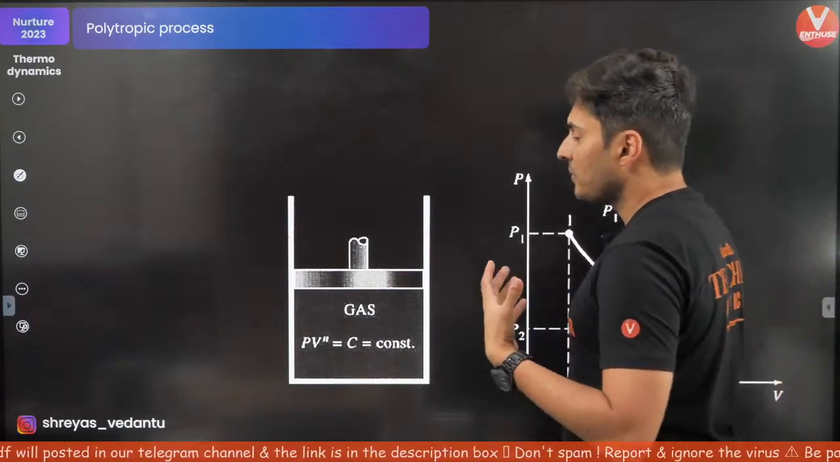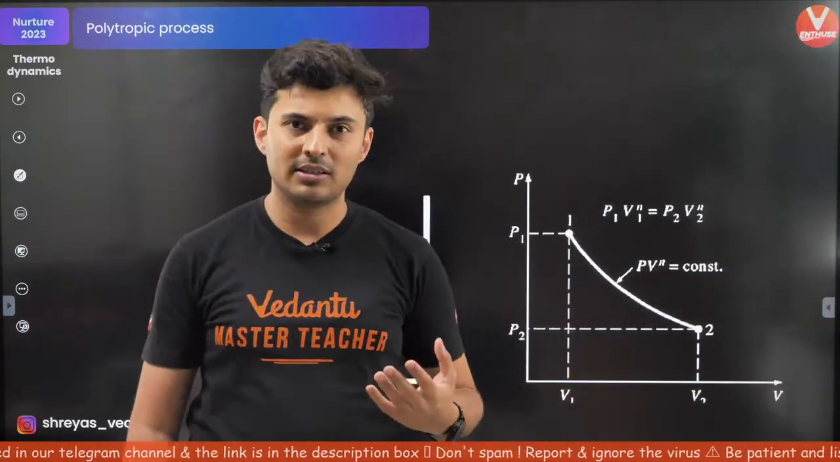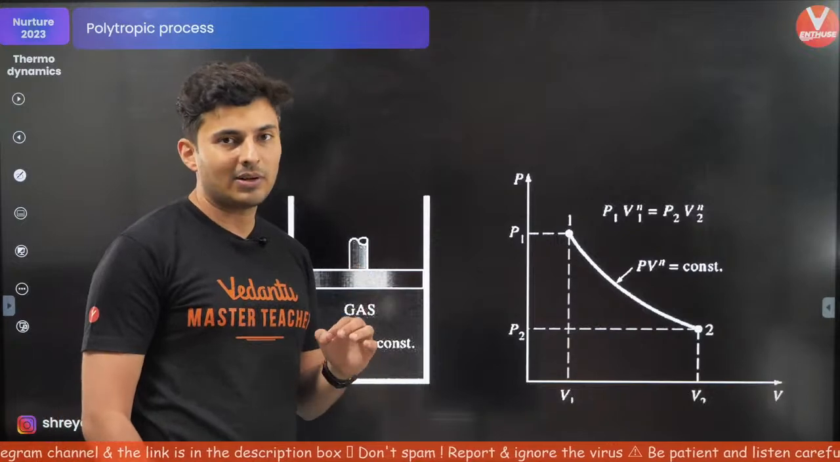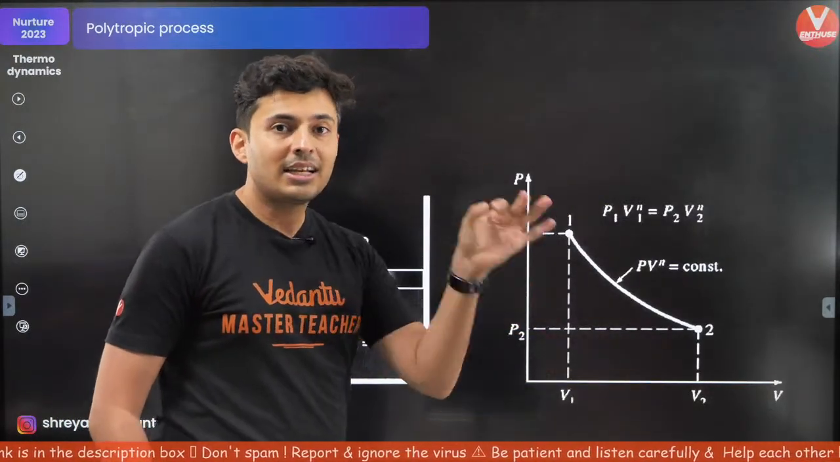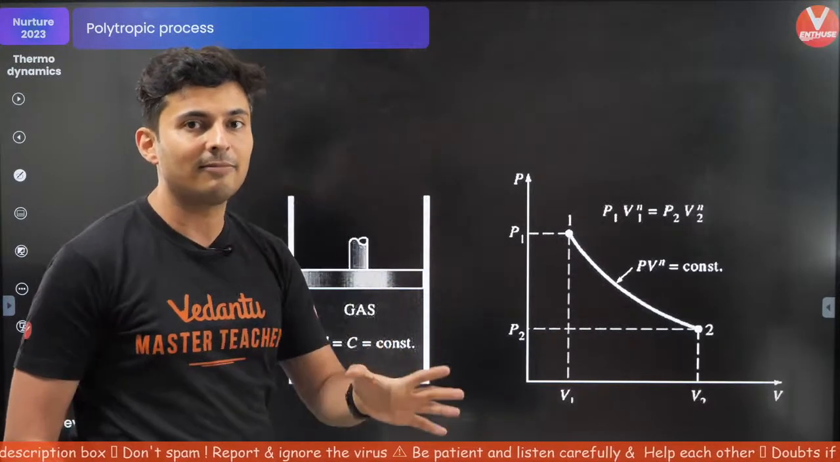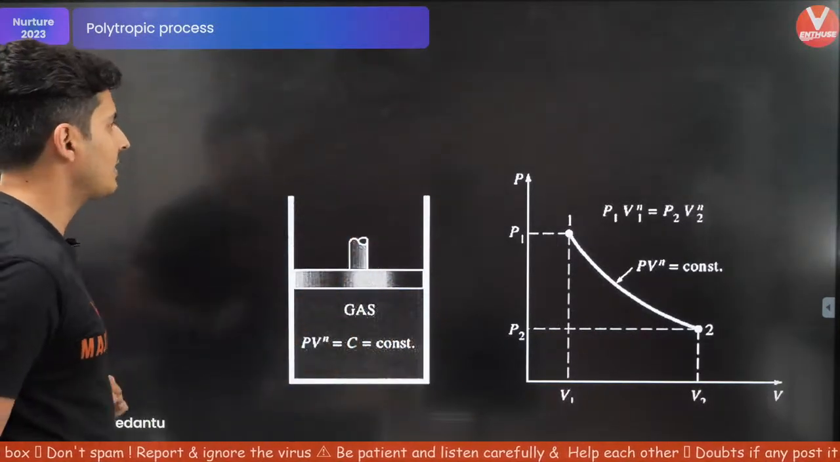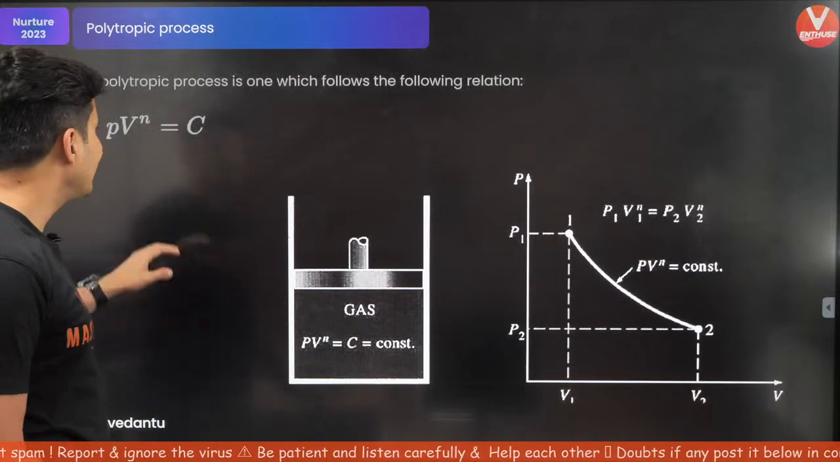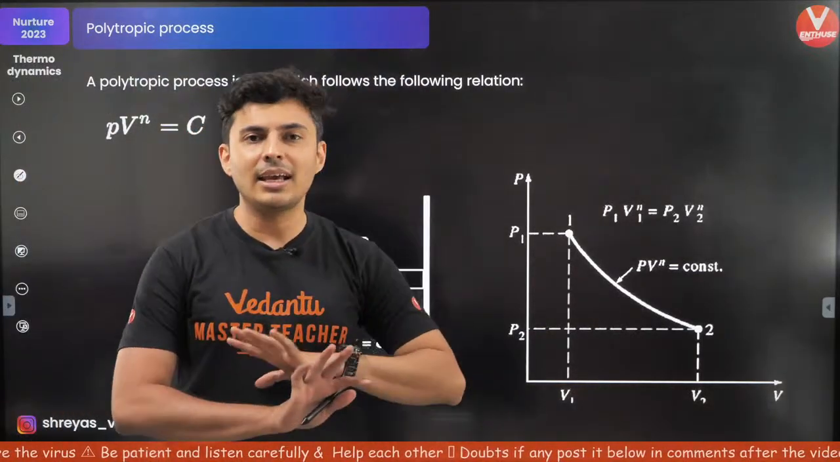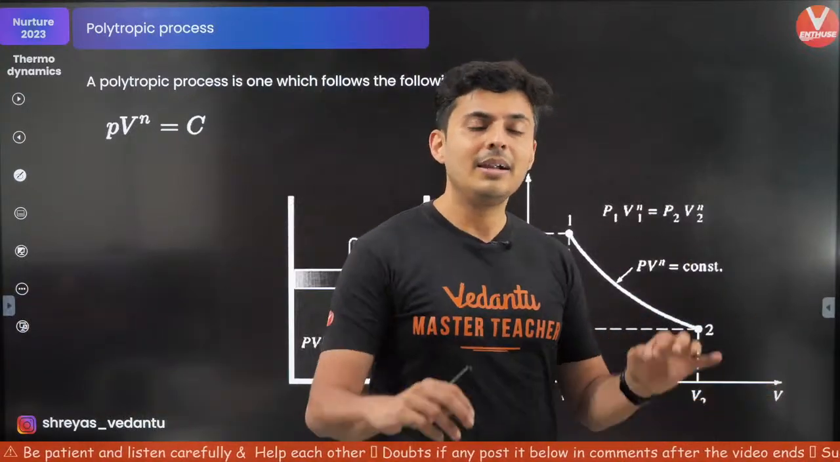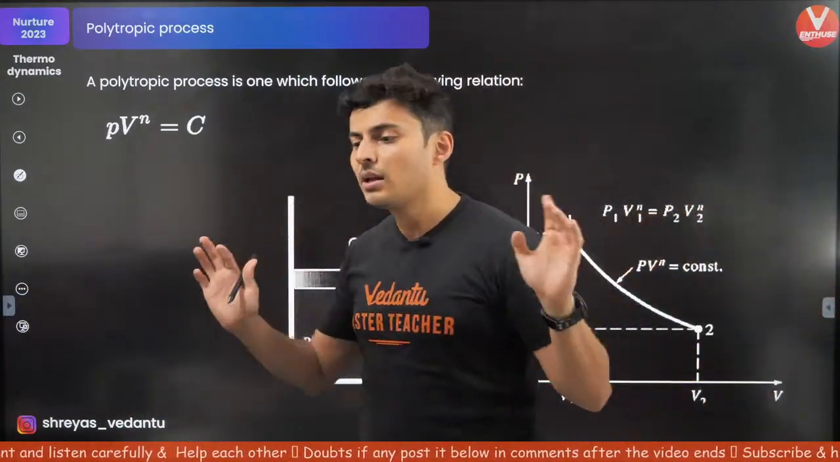Now, what is the meaning of a polytropic process? Remember, a polytropic process is a generic way of representing a form of processes in a specific mathematical way. Basically, any process which is PV raised to n is constant, where n is any real number, is a polytropic process.